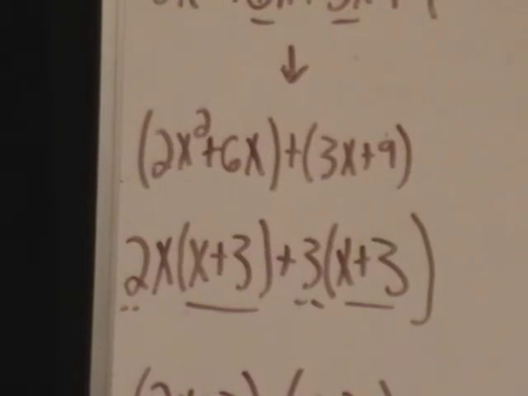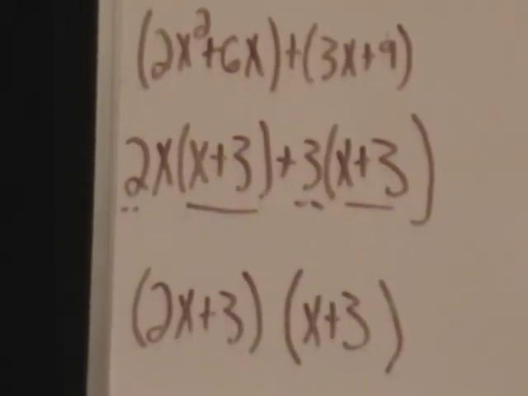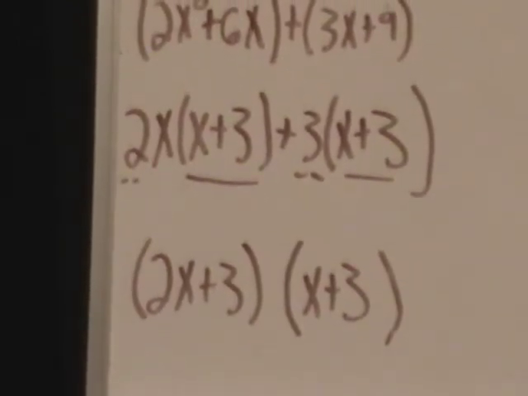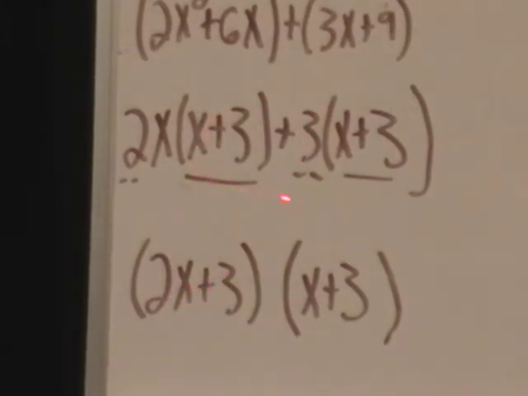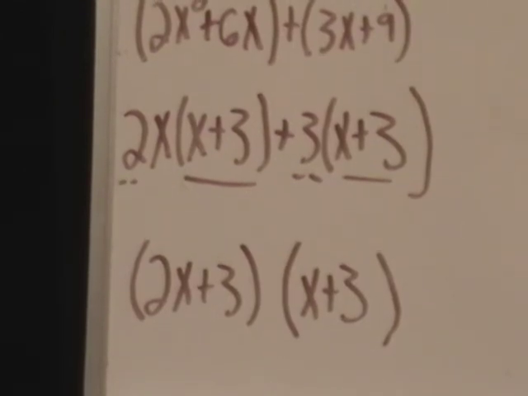So now it's really simple. All you do is take this 2x and this 3, put it together in a set of parentheses, and then you take what's common, the x plus 3, and put it in a set of parentheses. I'll show you what I mean here. So all I did was take our 2x plus, there's 2x right here, and this positive 3, and I put it in a set of parentheses. And then I put what was left in a set of parentheses. And that is your finished answer for factoring with the AC method.